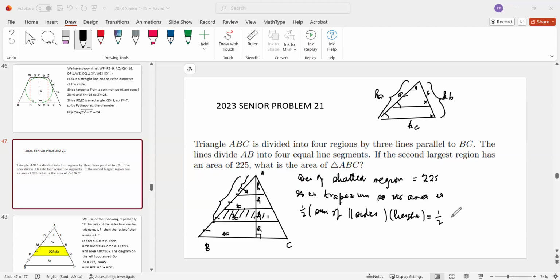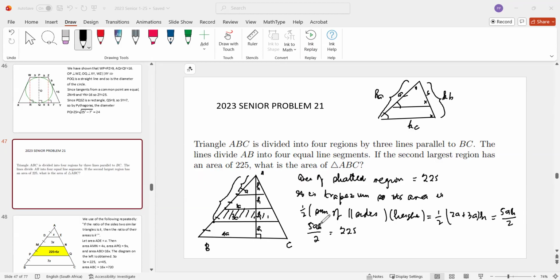And then the parallel sides of the shaded area are 2A and 3A. That's the sum of the parallel sides. And the height between them is H. So you get 5A. So this is 5AH over 2, 5A over 2 times H. And we know that this is 225. We are given the shaded area. So 5AH over 2 is 225.